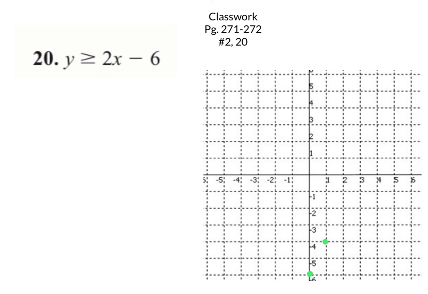Is my line solid or dashed? I know that because it is or equal to, right? So I'm going to make this a solid line. All right. And then is y bigger than this line or smaller than this line? Greater than, right? So I'm going to shade where my y is getting bigger. My y is getting bigger up here.